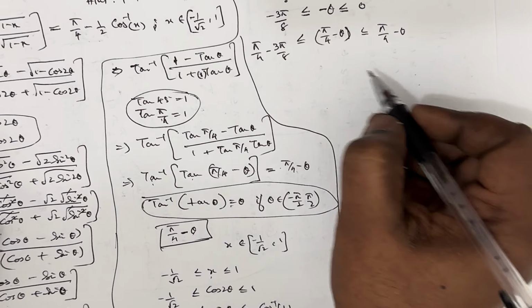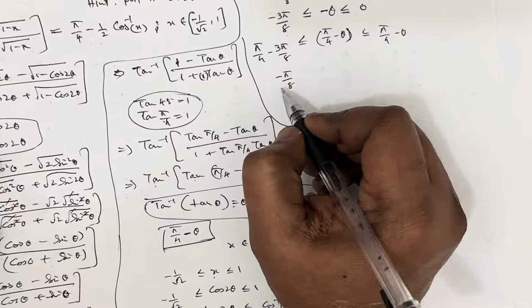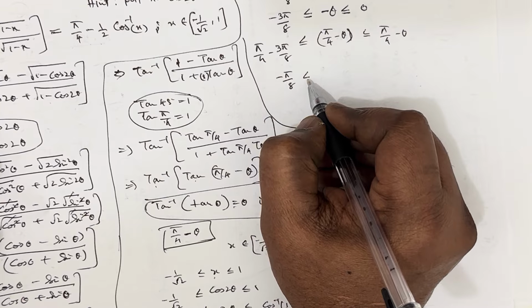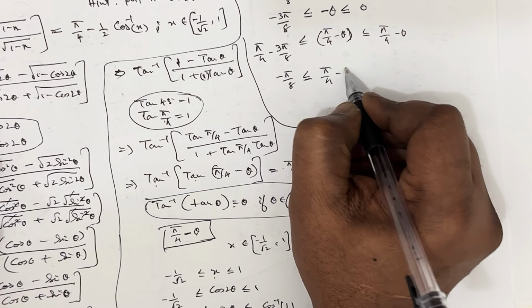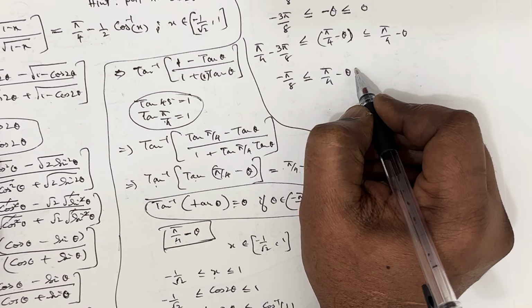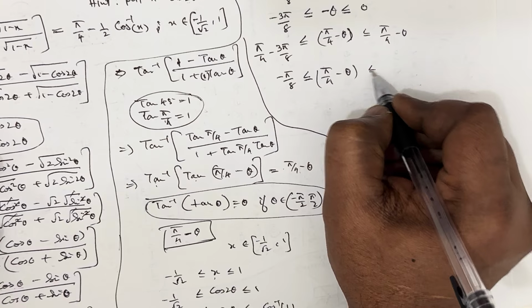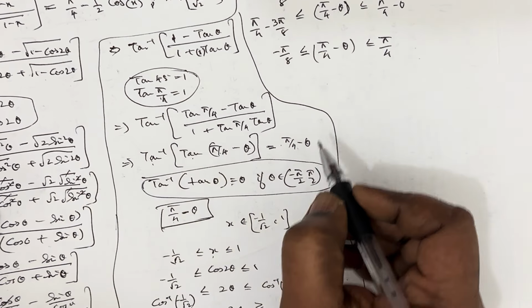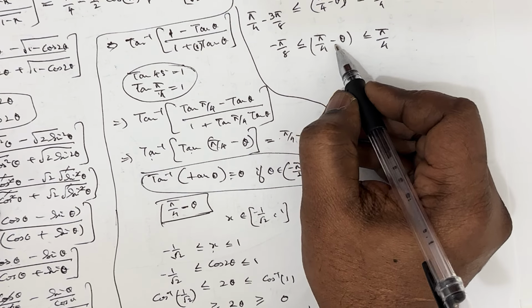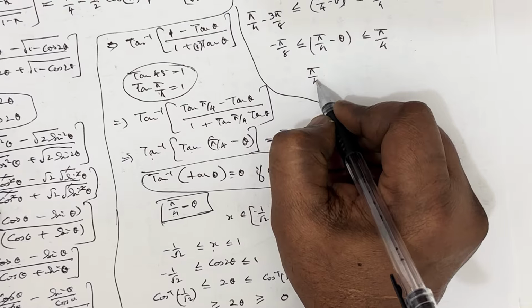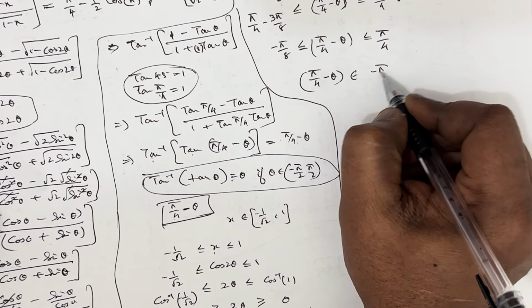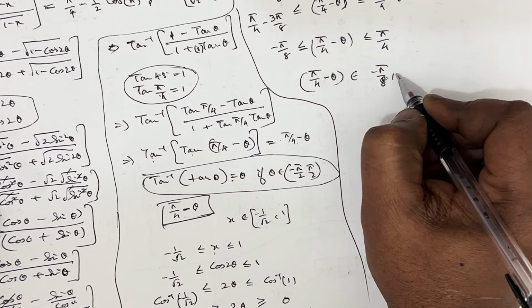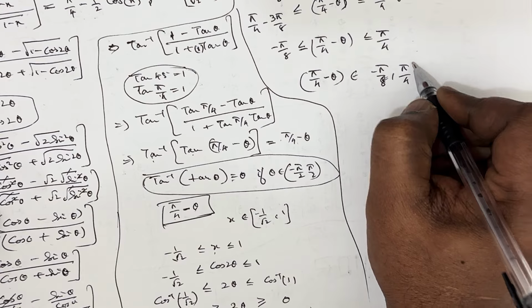Now this becomes minus pi by 8. When you take the LCM of this, you will get minus pi by 8 less than pi by 4 minus theta, which is less than pi by 4. Now you see the range of pi by 4 minus theta: pi by 4 minus theta belongs to minus pi by 8 to pi by 4, closed interval.